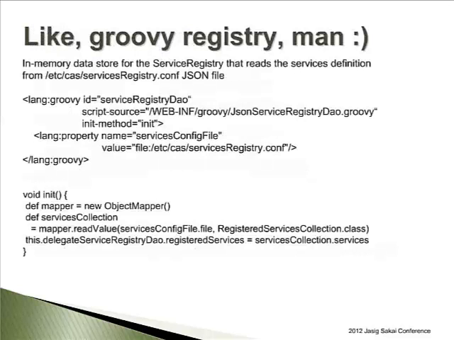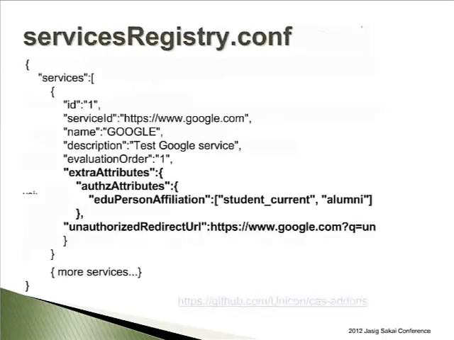One of the more interesting things out of this project was the implementation of the service registry in Groovy. This is a JSON-backed file, but the component that allows us to read this file and understand it was using Groovy, which made it really easy to deal with JSON and get that plugged into the CAS server. And finally, here's an example of the services registry file.